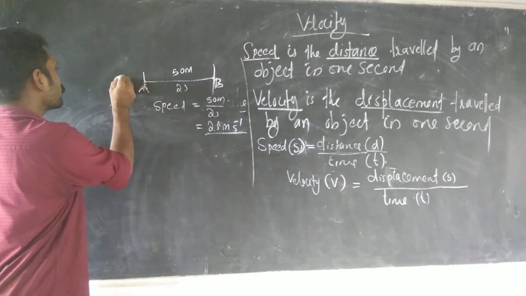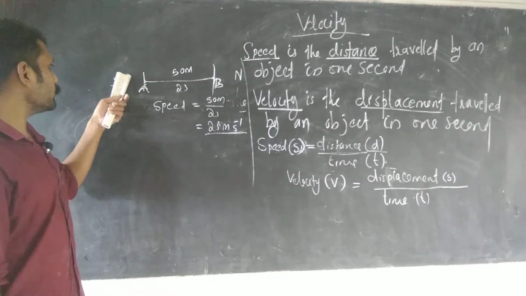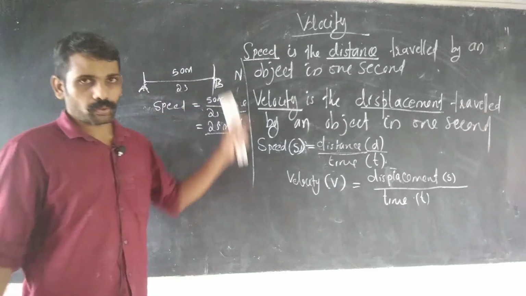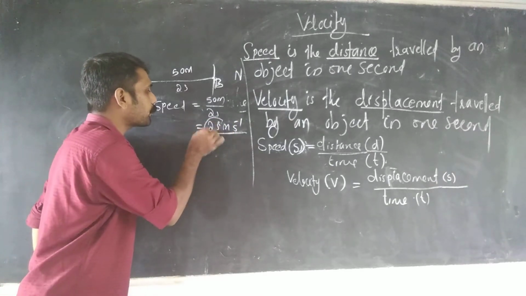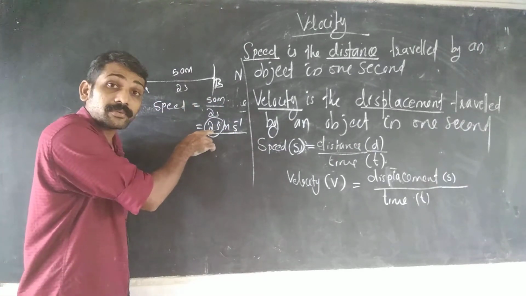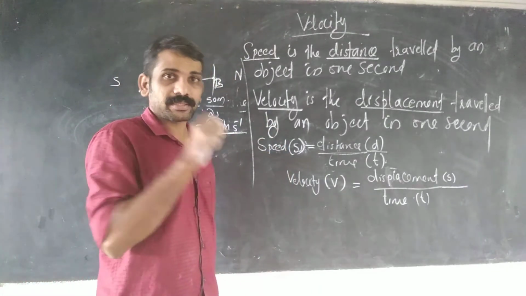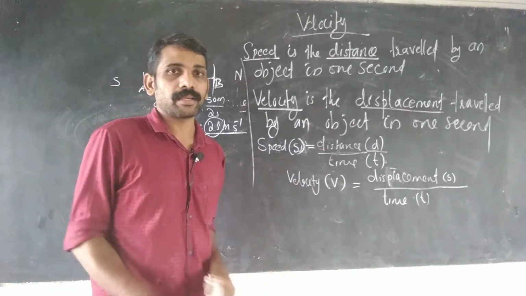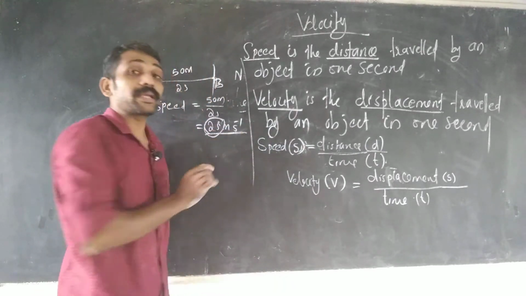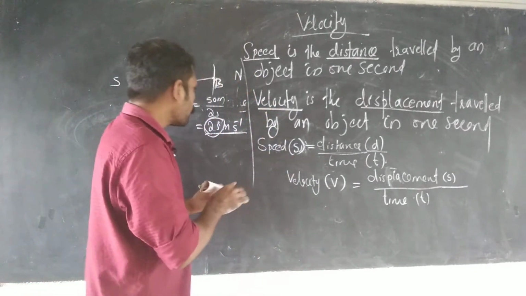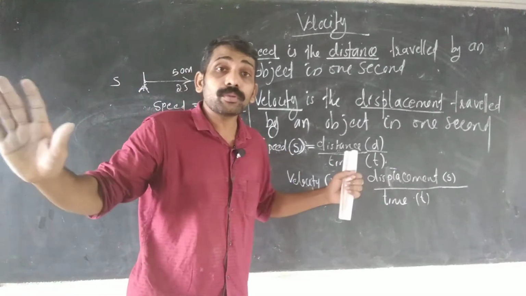Suppose this is south direction, and this is north direction. So here this is the speed. Here we are only representing the magnitude. Magnitude is what? 25. So my weight is 60 kilogram. So what is magnitude? 60. This is magnitude, that is quantity. Here 25 is the magnitude. We are not representing direction.